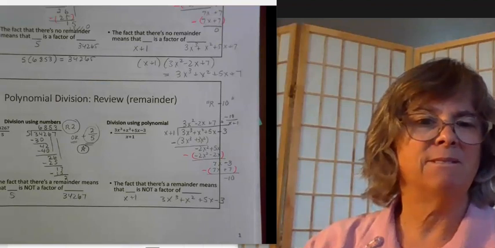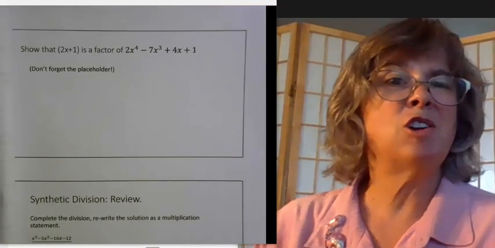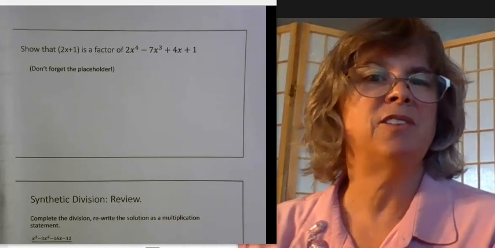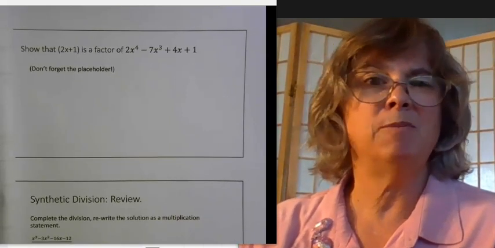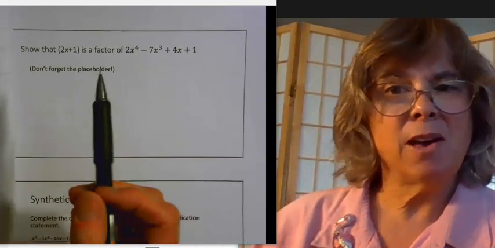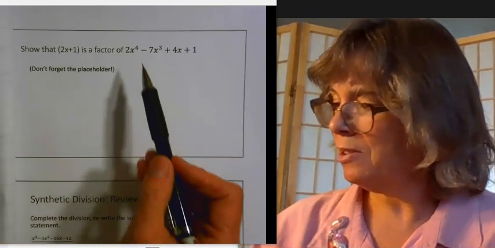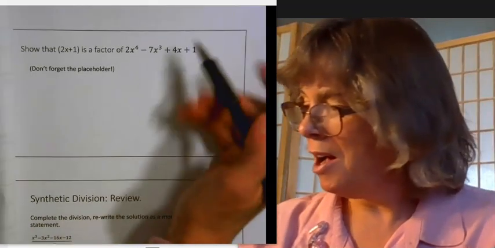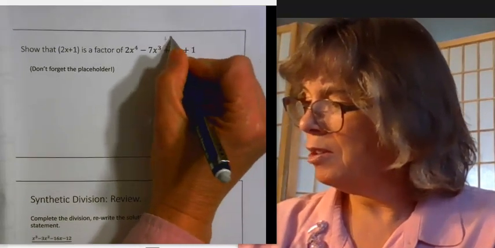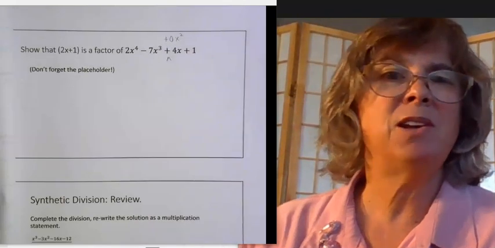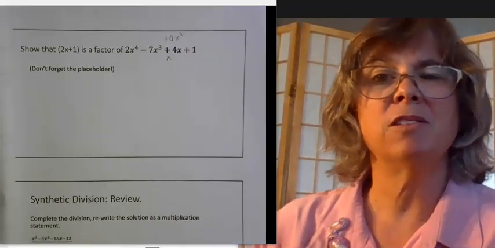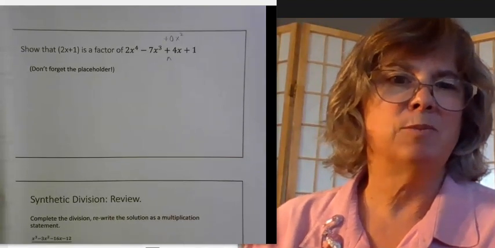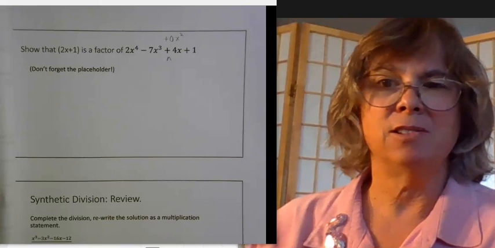Same idea. So this next slide says show that an expression is a factor of this. So you want to divide and show that there's no remainder. The thing that's tricky about this, and I want to jog your memory, is notice it's a 4, 3. I need to insert a plus 0x squared. We need to be in descending order. If you don't do that, you're going to find yourself in trouble with not being able to combine like terms. So go ahead, try this one.